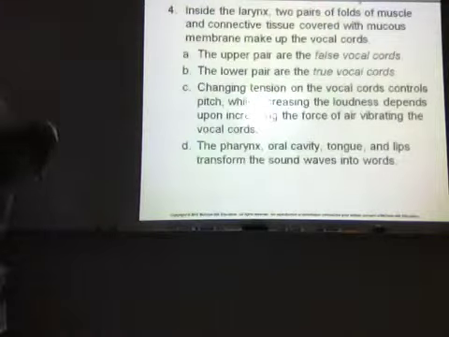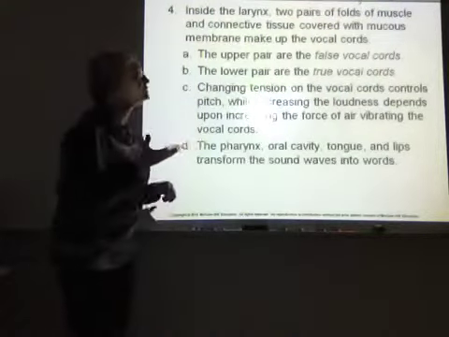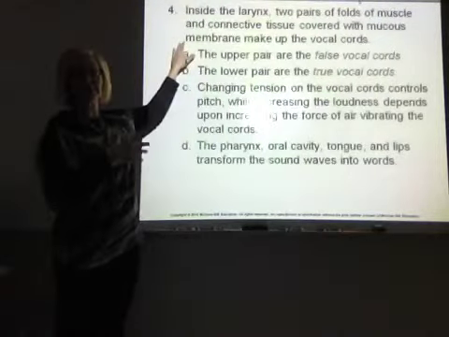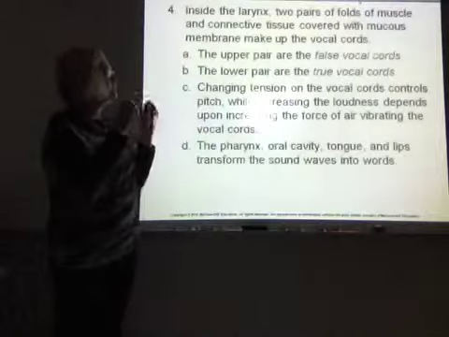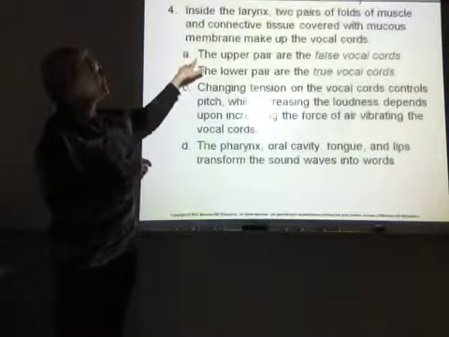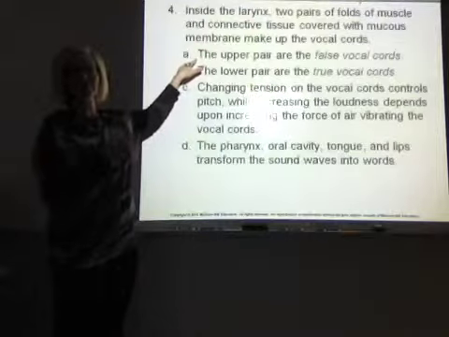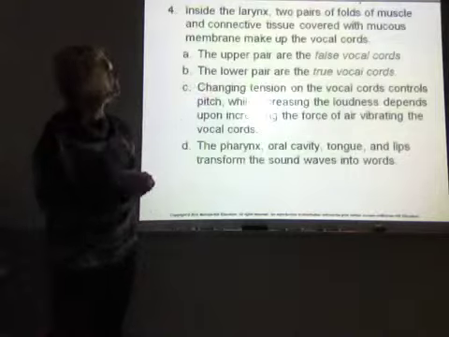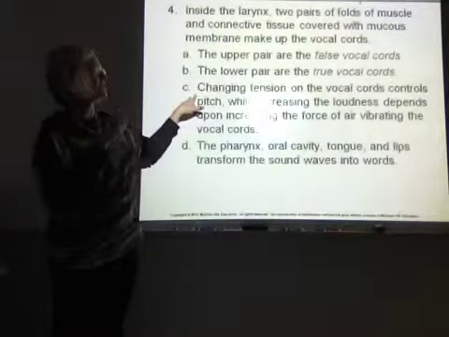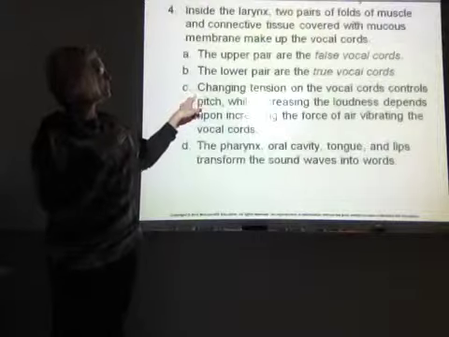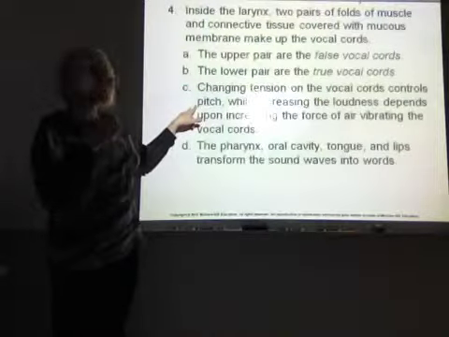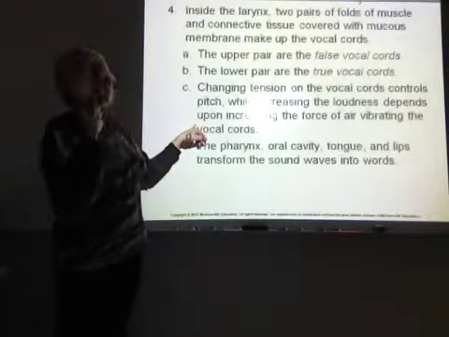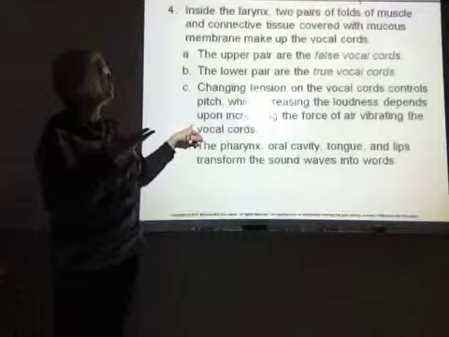Inside the larynx, there are two pairs of folds of muscle and connective tissue that make up your vocal cords. And we'll look at a diagram of that. The upper pair is called false vocal cords, and then the lower pair is the true vocal cords. What happens is the changing tension on those vocal cords controls the pitch of your voice, while the loudness depends on how much air you push through those vocal cords.